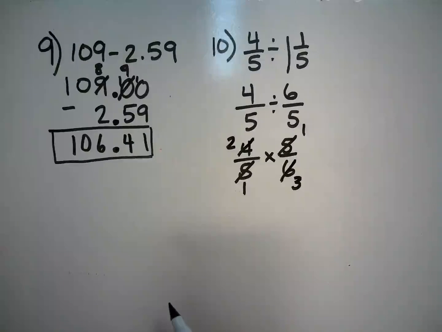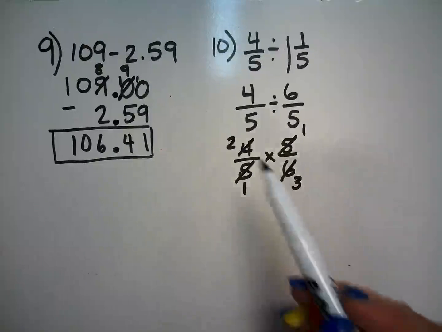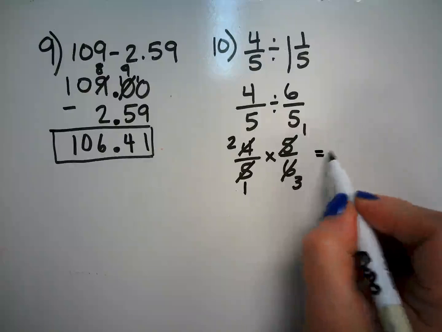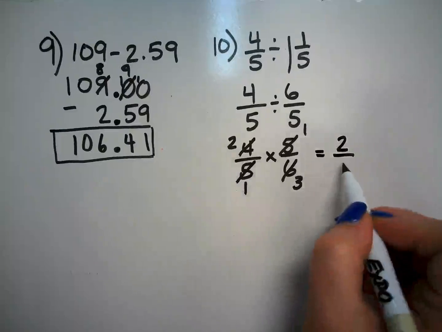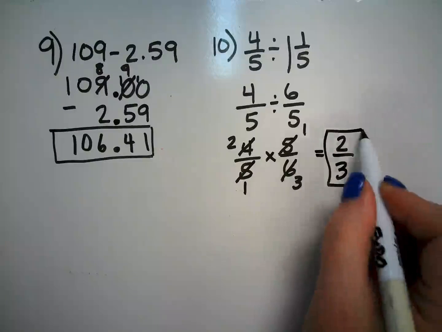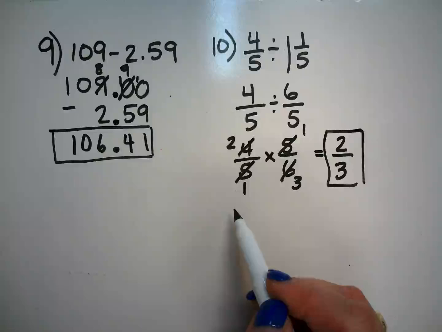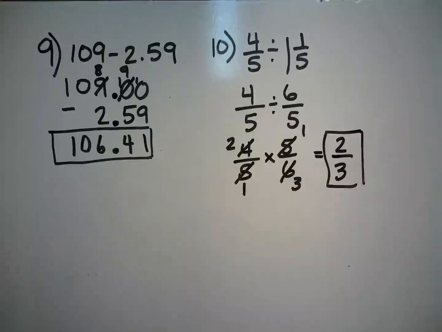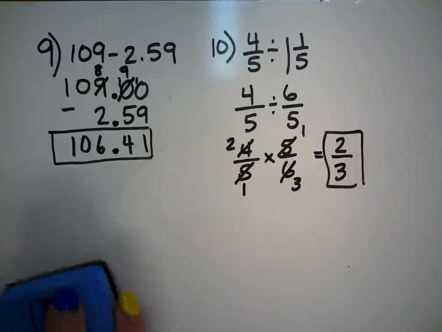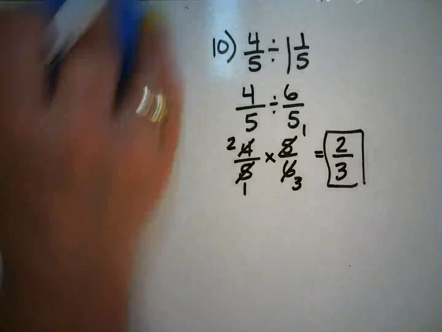Now in the multiplication of fractions, we simply multiply across. 2 times 1 equals 2, and 1 times 3 equals 3. We knew we were ready to do that because there were no other common factors top to bottom other than the number 1. All right, we're going to go on to question number 11.